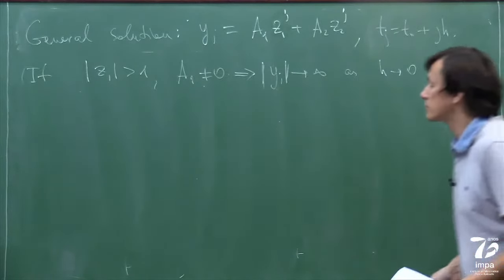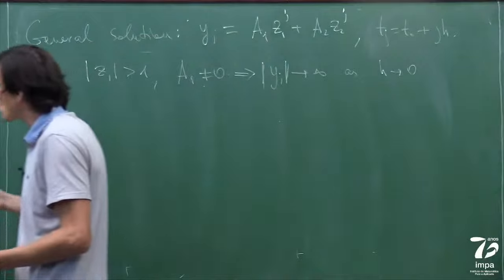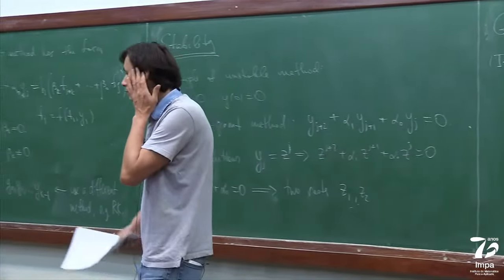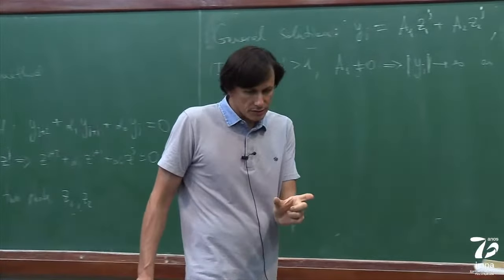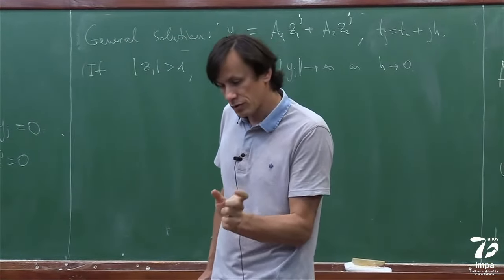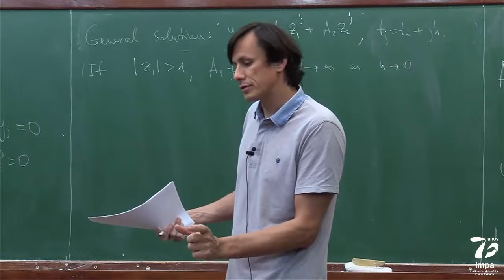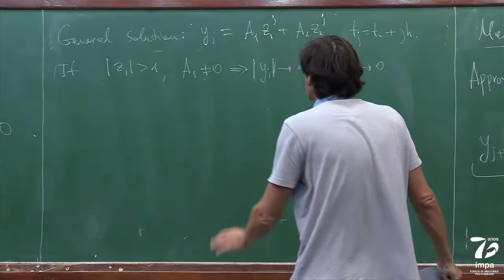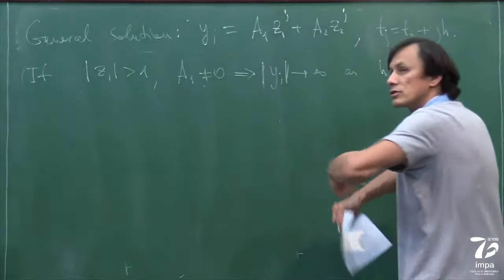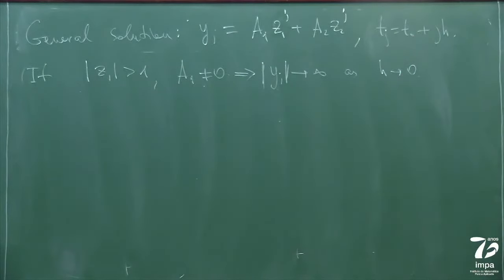So what happens is that reducing the time step, instead of improving the result, will make it worse. And so what you usually observe numerically is that your result is exploding. You just give a small time step, expecting a better result, but if the method is unstable, the result will explode.